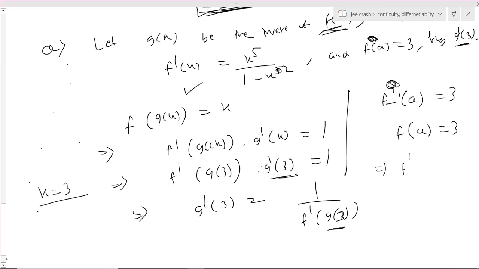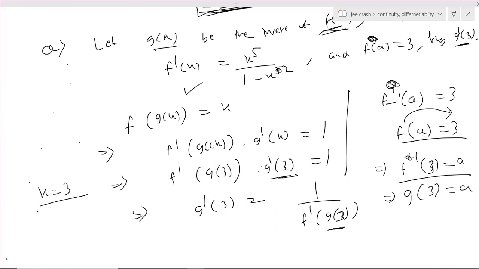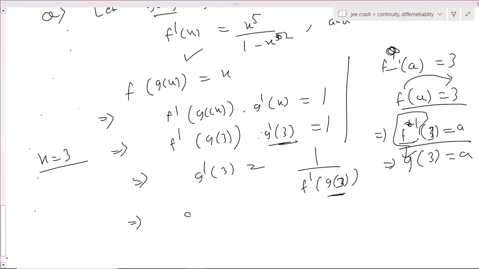Can I write f inverse 3 equals a? Yes or no? If f of a equals 3, can I write f inverse 3 equals a? Yes, sir. Now we know g of x is the inverse of f of x. So can I write g of 3 equals a? Because the inverse of f is g.